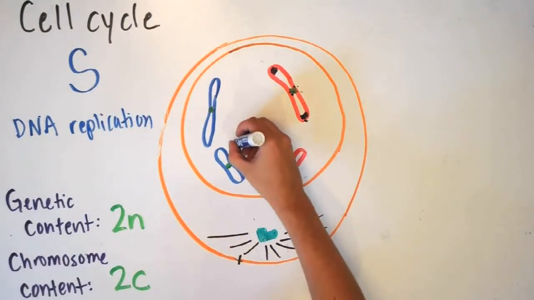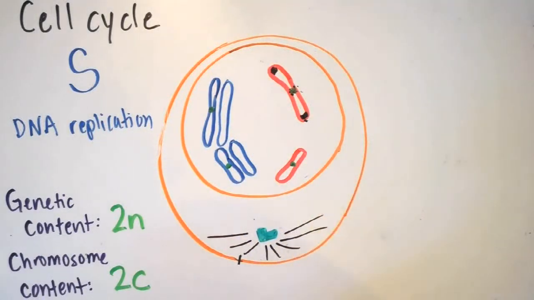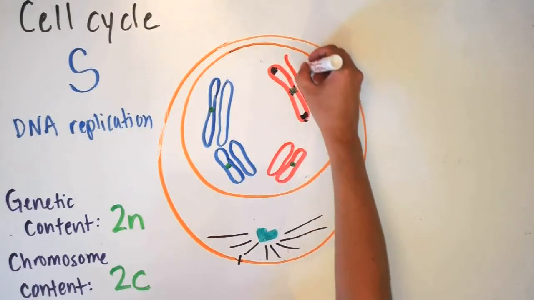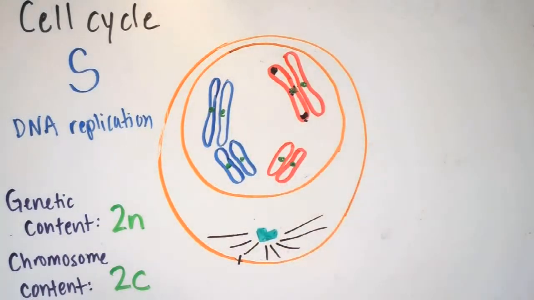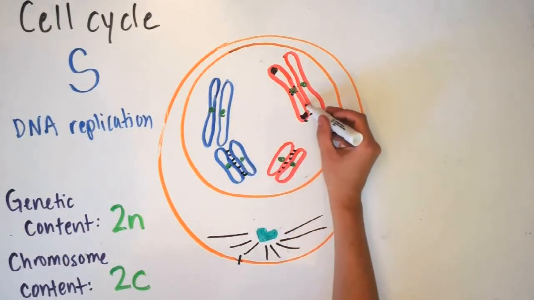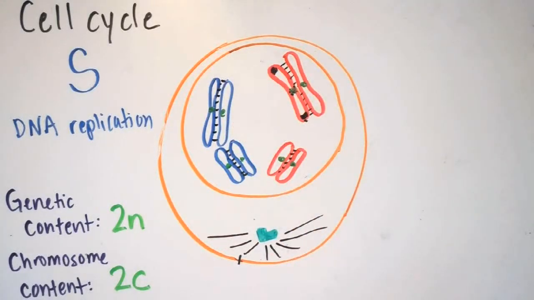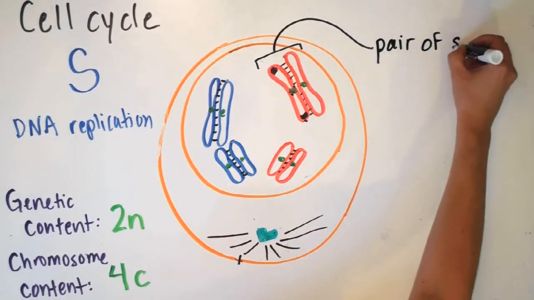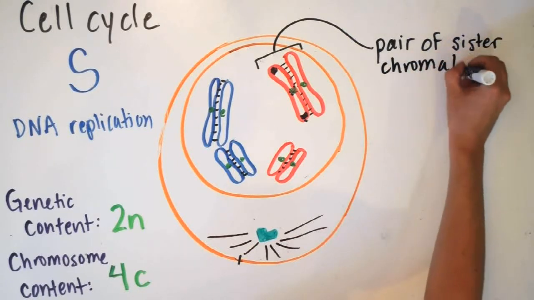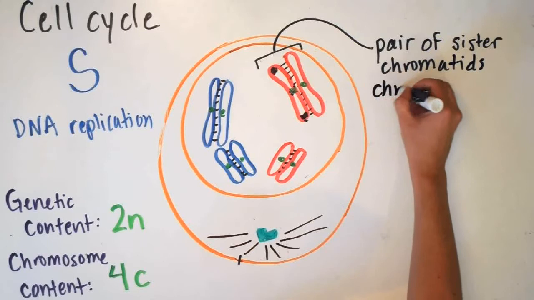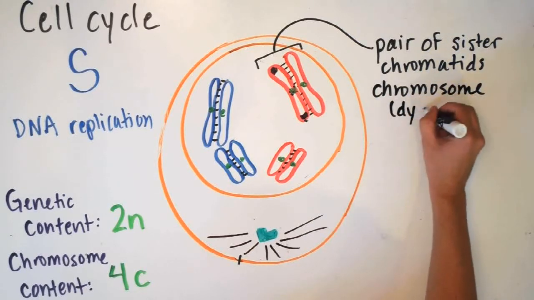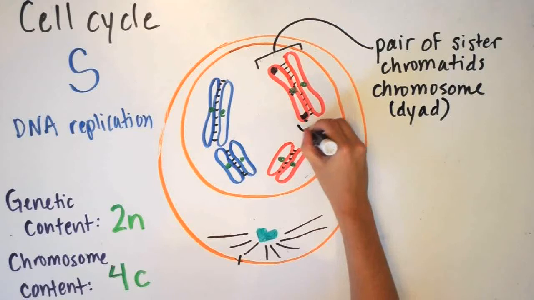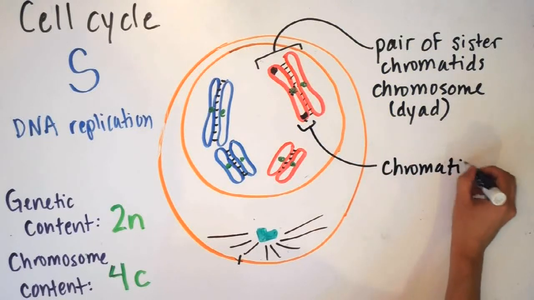In this phase, the DNA of each chromosome is copied and packaged with its accompanying structural proteins, such as histones and the kinetochore. At this point, the genetic content of the cell is still 2N because no new information has been added or taken away. But the chromosomal content is now 4C because each chromosome was duplicated. Each chromosome is now a pair of sister chromatids, though it is still referred to as a chromosome, a dyad, because the chromatids are still connected to each other, still a single unit. Therefore, even after DNA synthesis, there are still 46 chromosomes, though there are 92 chromatids.